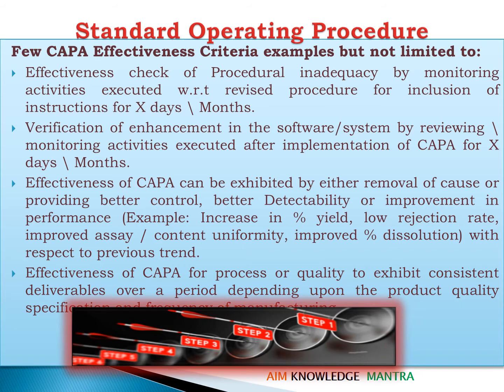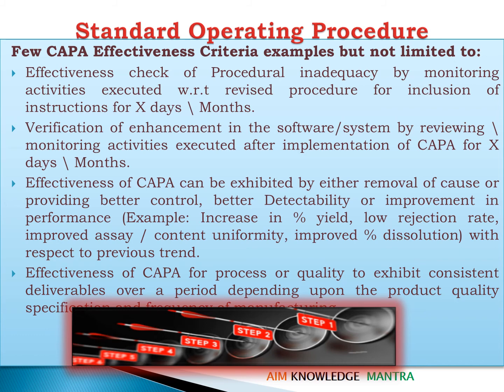Few CAPA effectiveness criteria examples but not limited to. Effectiveness check of procedural inadequacy by monitoring activities executed with respect to revised procedure for inclusion of instructions for X days, months. Verification of enhancement in the software system by reviewing, monitoring activities executed after implementation of CAPA for X days, months.